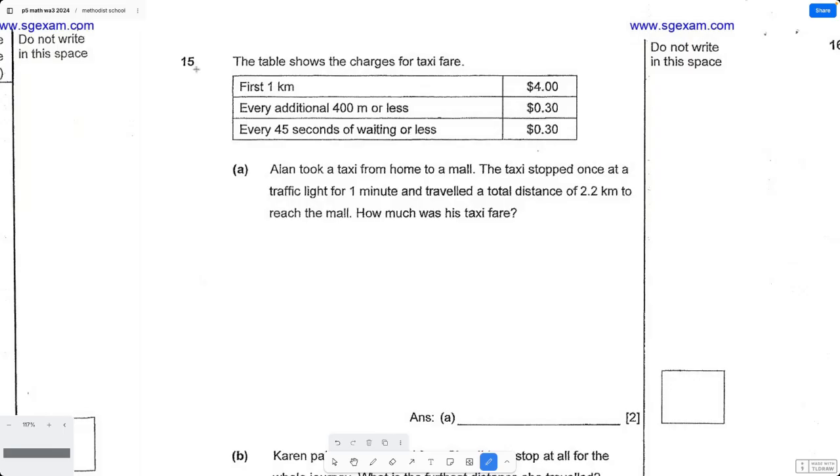All right, question 15. The table shows the charges for taxi fare. So the first kilometer is $4. Every additional 400 meters or less is 30 cents. And every 45 seconds of waiting or less is 30 cents as well. And then he took a taxi from home to a mall. The taxi stopped once at a traffic light for 1 minute and traveled a total of 2.2 kilometers to reach the mall. How much was his taxi fare?